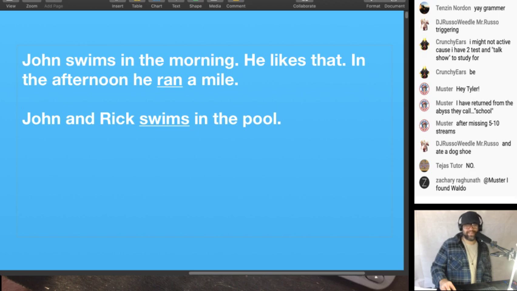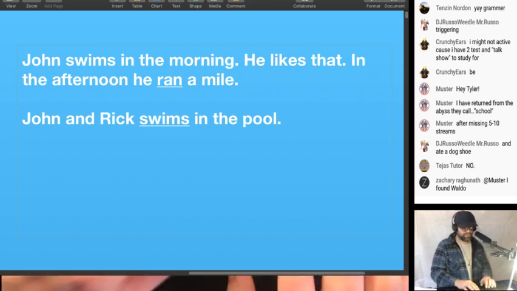You found Baldo. What's up? Tejas is here too. And ate a dog shoe. Nice. Yeah. So here's the third thing that can be wrong with verbs.